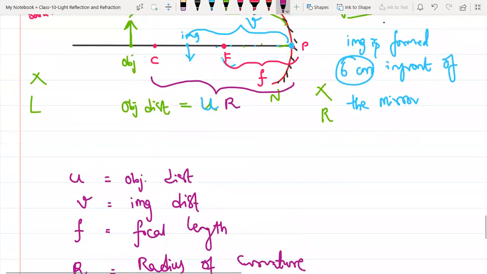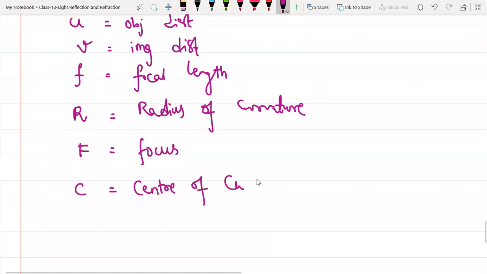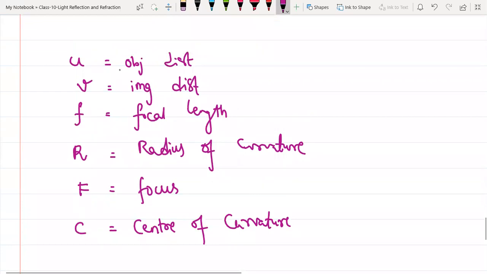And we are left with a few points, right? What are those few points? Capital F stands for focus. Capital C stands for center of curvature. So these are the points. Please mention in your running notes: u, object distance. v, image distance. f, focal length. R, radius of curvature. Capital F, focus. Capital C, center of curvature.